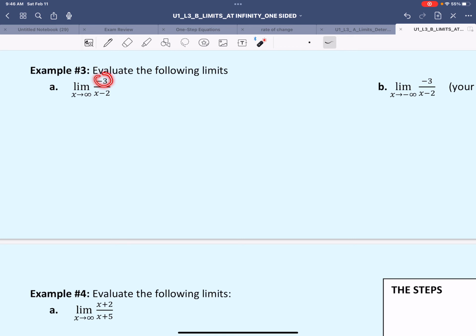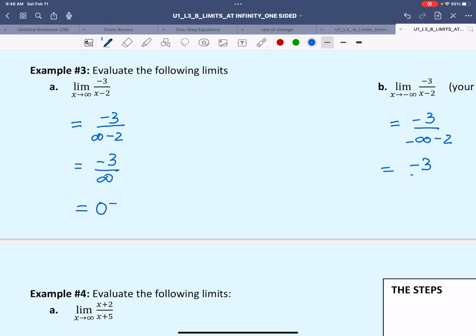So now let's take a look at another rational function, still very simple because this time we have still a constant divided by a linear expression. So again, in the same way, we will substitute x by infinity, so negative 3 over infinity minus 2 will give negative 3 divided by positive infinity, and that would be 0 minus. The next one, in a similar way, we'll have negative 3 over, this time, negative infinity minus 2. That's negative 3 over negative infinity, and that will give a positive 0. So a very small number, but because both these quantities are negative, they will give a positive here.